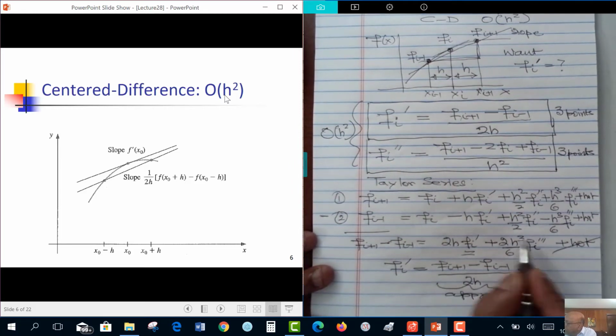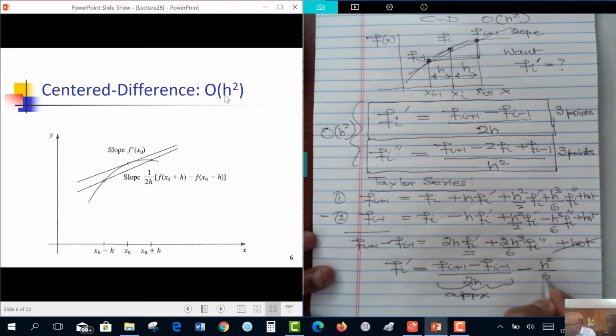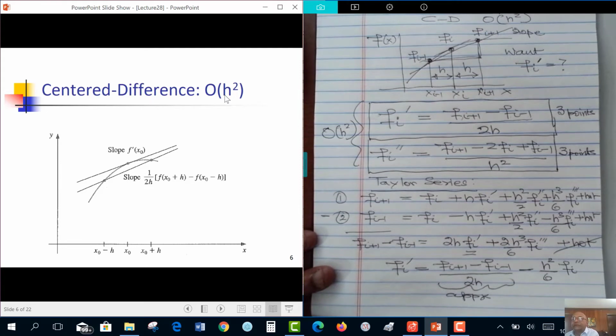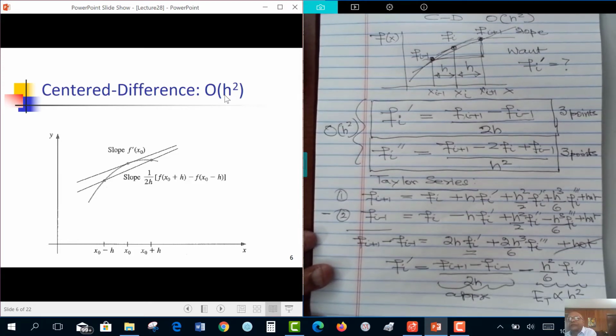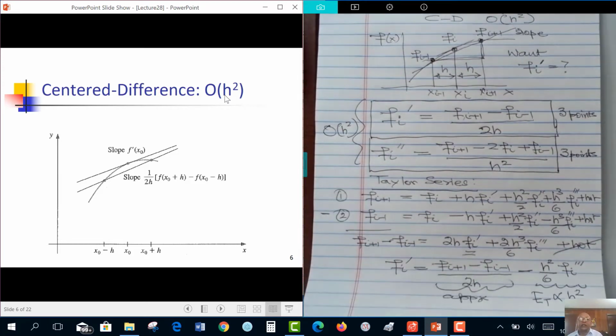Then our truncation error, we take it to the other side by dividing by 2h. So we will get h squared over 6 times the third derivative. So now you can see this truncation error is proportional to h squared. So that's why these are order h squared formulas. So this way we can derive formulas for any ordered derivative just by manipulating Taylor series.